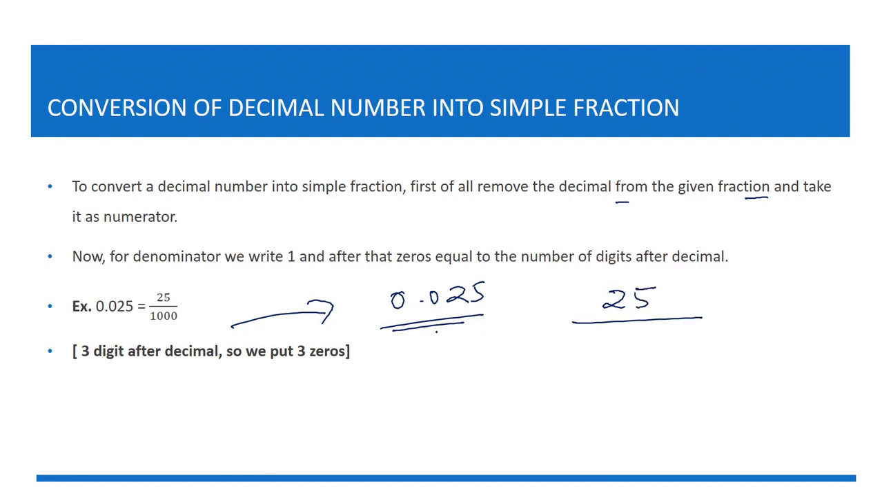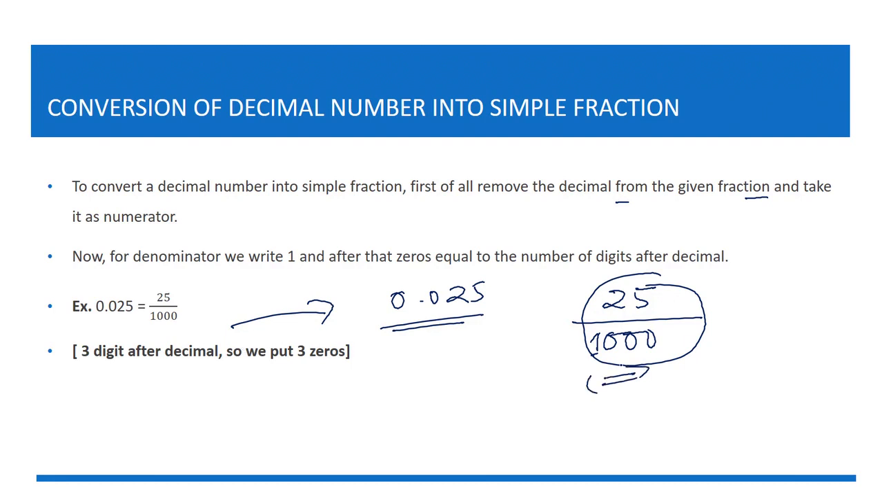Then how many decimal places are here? See here, just check. After the decimal point, how many numbers are there? 1, 2, 3 are there. So now what I need to do is write 1 and then 0 0 0. This is going to be the fractional representation of a decimal number.